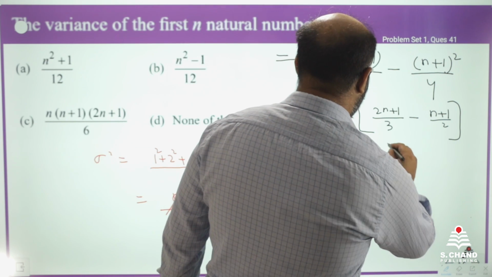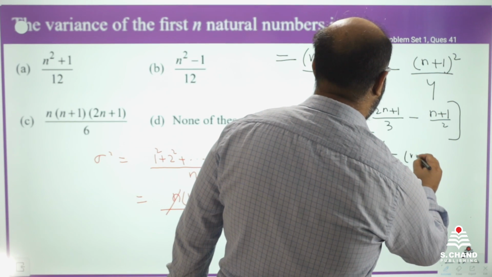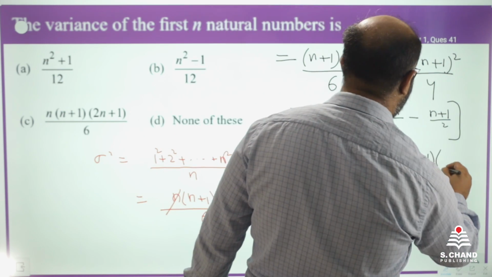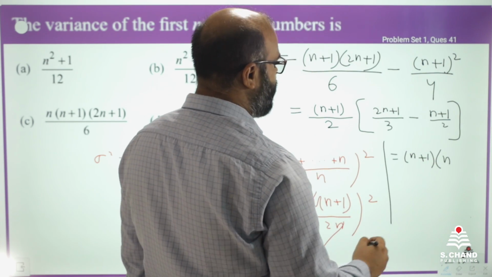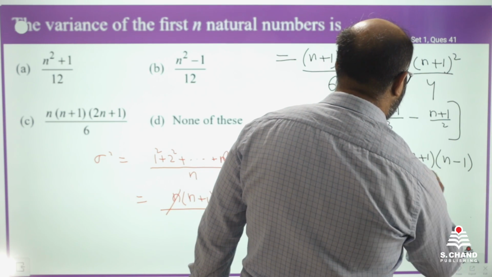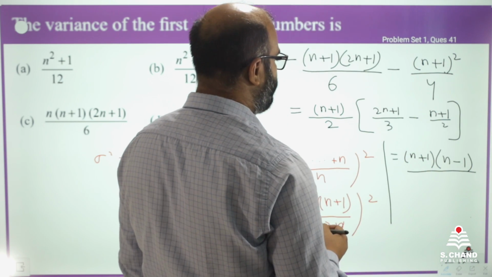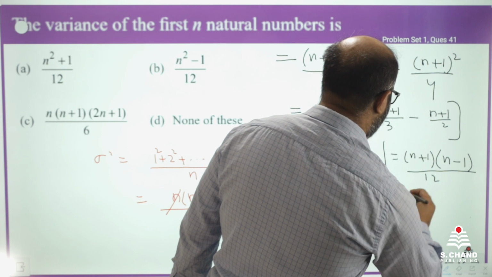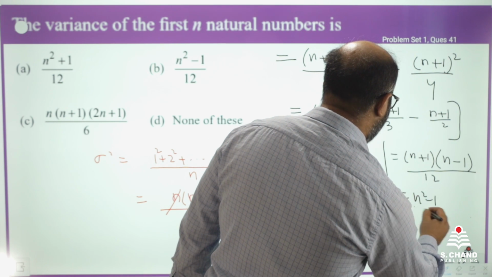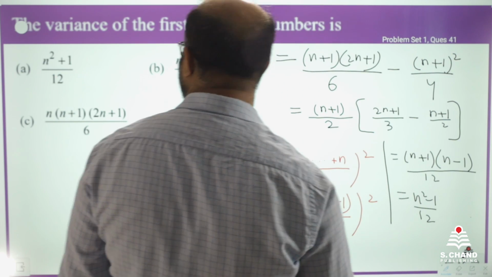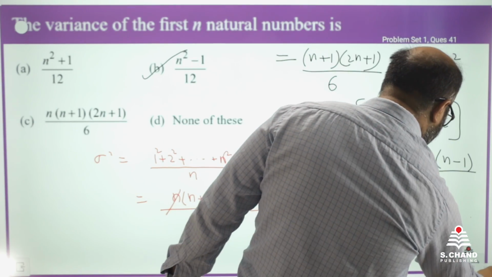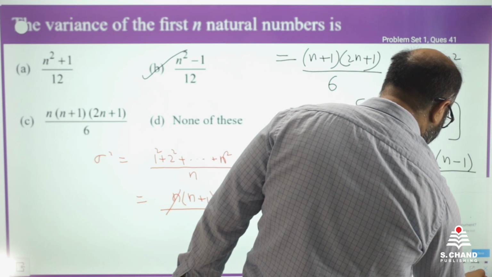This would be equal to n plus 1, and then 4n minus 3n, which will be n, plus 2 minus 3, minus 1, and in the denominator 6 into 2, 12. So it will be n square minus 1 by 12. If you match the answer, option B matches with this answer. Let us move on to the next question.